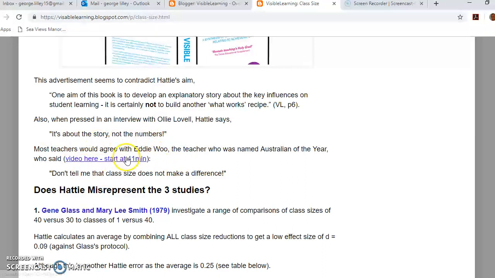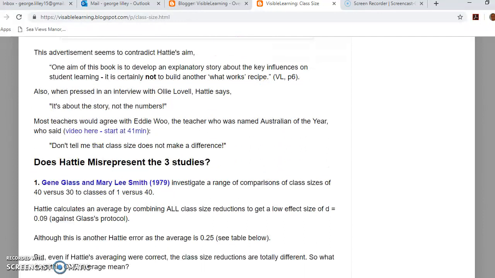And then Eddie Woo, who's, I believe, the first teacher to become Australian of the Year, in reaction to Hattie's claims, echoes what most teachers that I've ever talked to agree with, and Woo says, don't tell me that class size does not make a difference. Okay, let's have a look at the studies.